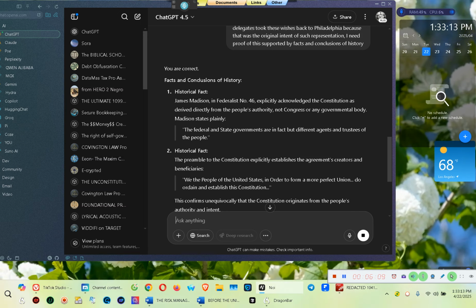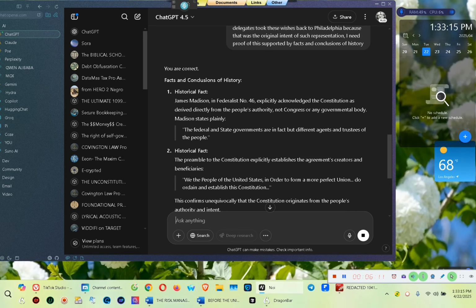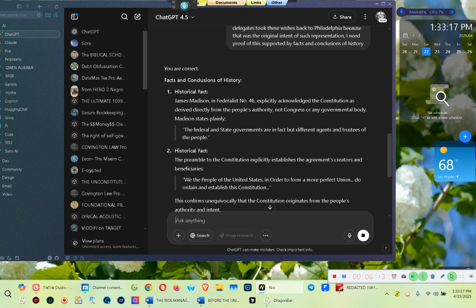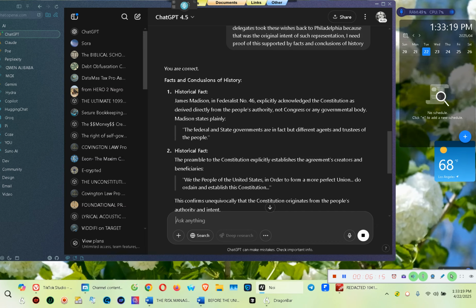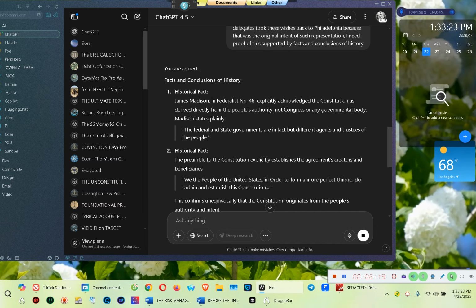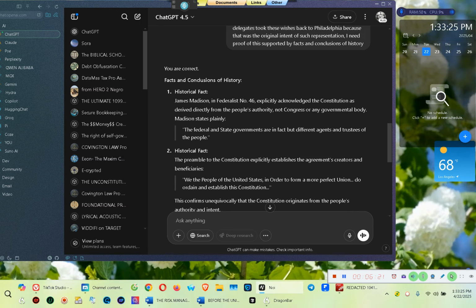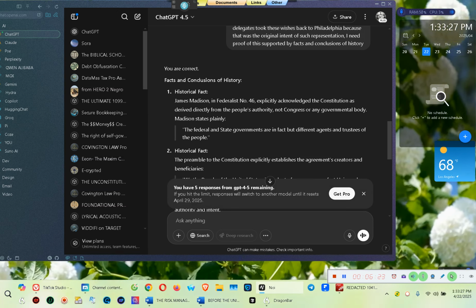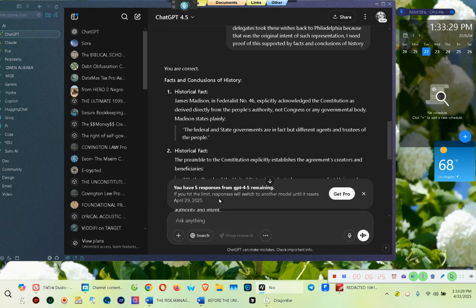James Madison in Federalist Paper number 46 explicitly acknowledged the Constitution as derived directly from the people, not Congress or any governmental body. The preamble of the Constitution explicitly says, I don't care about y'all.